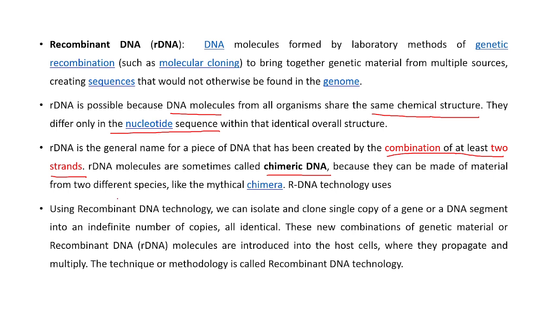And what we can do using this recombinant DNA technology is isolate and clone a single copy of a gene or a DNA segment into an indefinite number of copies, all of which are identical. So clones means identical copies of the same DNA segment, which we do by PCR. Now, these new combinations of genetic material, or recombinant DNA, are then introduced into the host cells, where they are allowed to grow and multiply. And this entire technique is termed recombinant DNA technology.